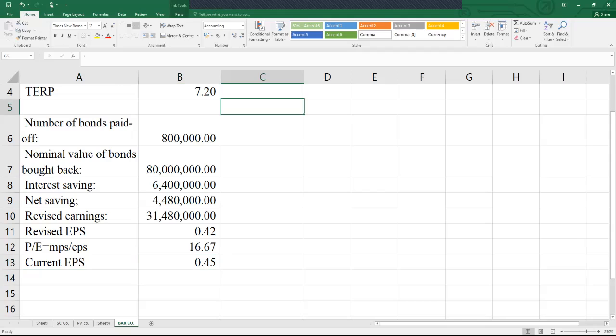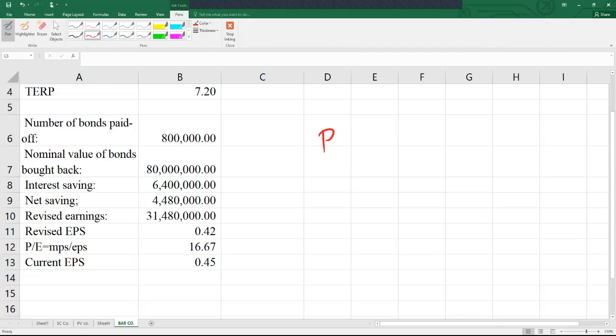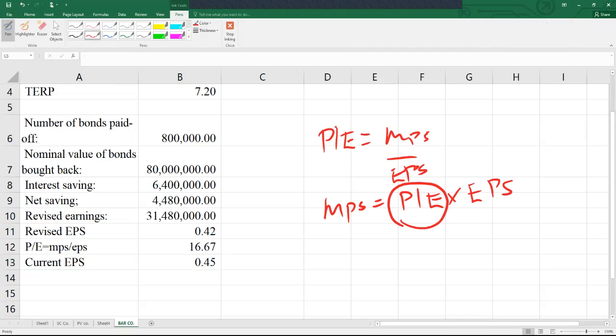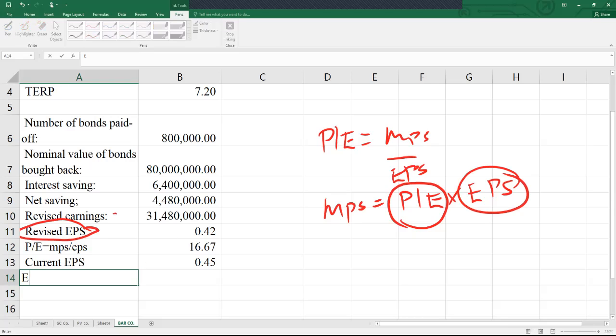Which means, since we assume the PE ratio is constant, don't forget the PE ratio is given us MPS over earnings per share. Therefore, the market price per share will be equal to PE ratio times earnings per share. We have the PE ratio, which we assume is constant, and we have the revised earnings per share here. And therefore we can now get the revised MPS, or the expected MPS. Let's do that. The expected MPS will be equal to the PE ratio times the revised earnings per share, which you have here, and you get $7.